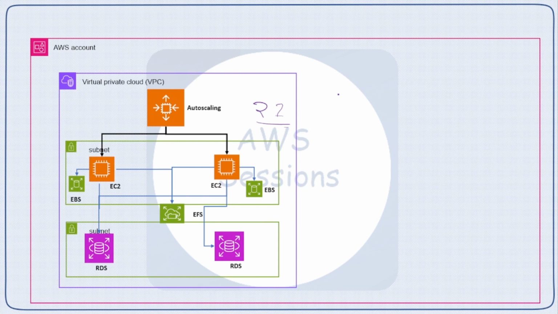I'll do a quick recap of what services we have covered in part 1. We have already covered VPC, EC2, EBS, EFS, RDS, and auto scaling. So go ahead and watch it if you have not. Then let's resume the video from here and go to the next service, that is CloudWatch.